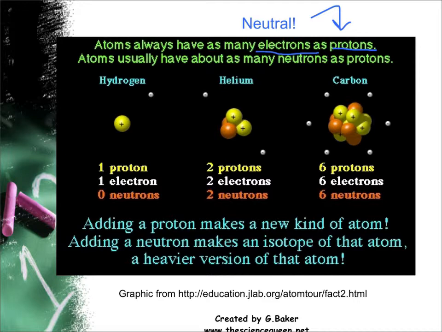Atoms usually have close to as many neutrons as protons, but it's not nearly as hard and fast of a rule, and later on you're going to get some weird numbers. But that's not important for today. We don't care about that.